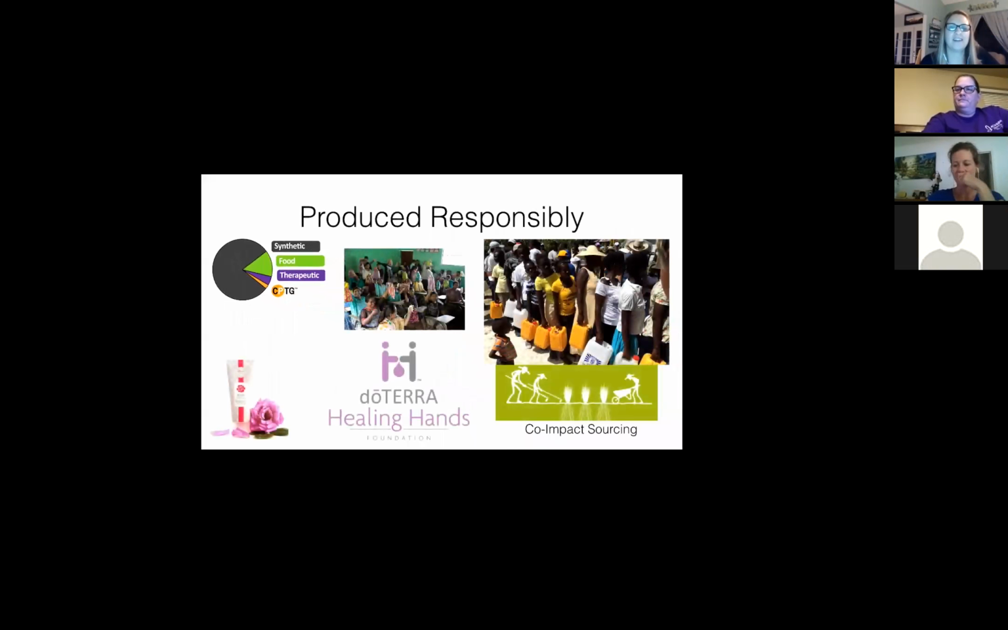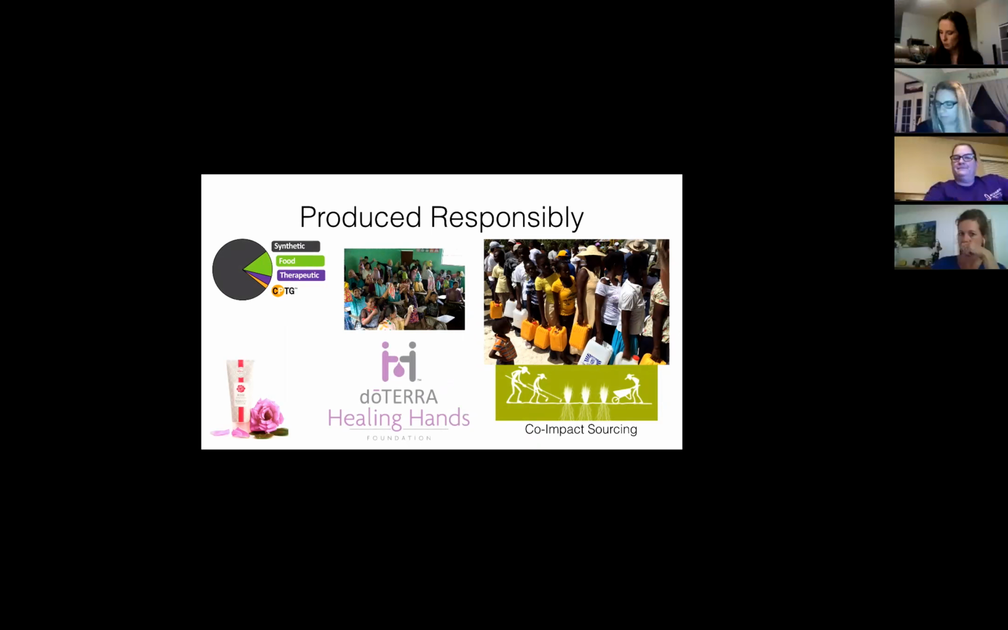It's also good to note that essential oils, CPTG, are produced responsibly because they are therapeutic grade. They are sourced from all over the world. It doesn't matter where they are. It could be in third world countries, and doTERRA does their best to give back and build up the communities and lift the world up to a higher plane.